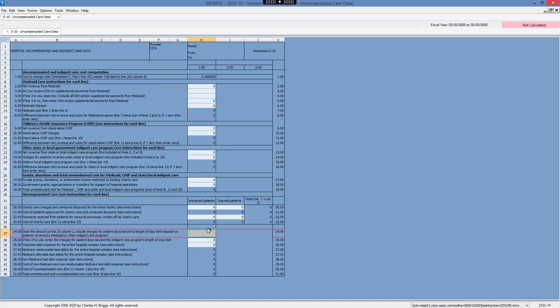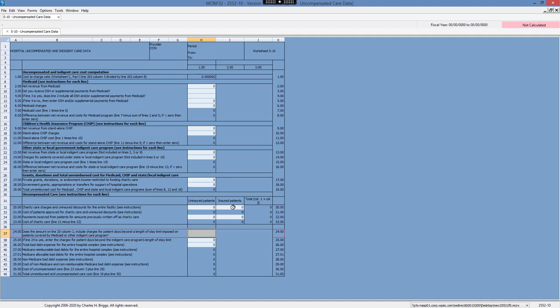And in line 24, you have to report that charge amount. That charge amount also needs to be included in line 20. So in that situation alone, line 20, column 2, is going to be comprised of a lot of deductibles, co-insurance, and co-payments, plus it'll have a small amount of charges relating to these specific patients that exceeded that length of stay limit for Medicaid. So the portion of line 20, column 2, that equals charges, that should be this amount that's on line 24. That should be the only difference.